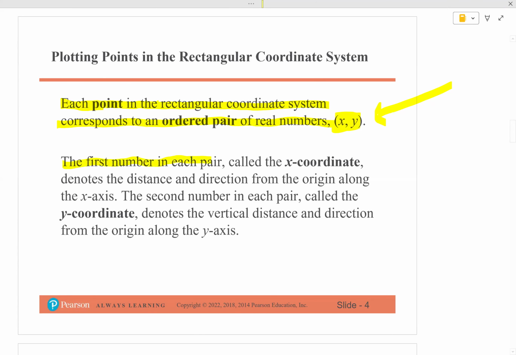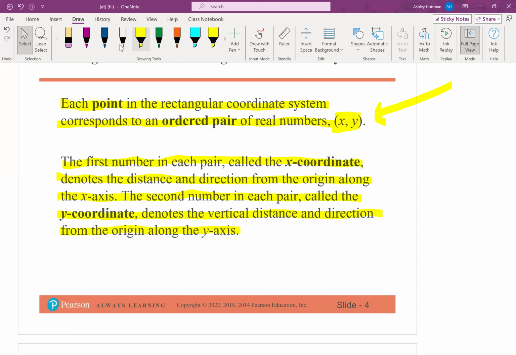The first number in each pair is called the x coordinate. So the number on the left is the x coordinate. It denotes the distance and direction from the origin along the x-axis. If it's a positive number, I would go to the right. If it's a negative number, I would go to the left. The second number in each pair, called the y coordinate, denotes the vertical distance and direction from the origin along the y-axis. So the same kind of thing. If the y value is positive, I go up, and if the y value is negative, I go down.